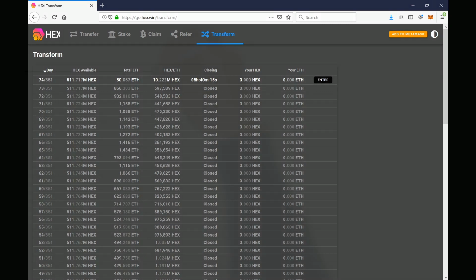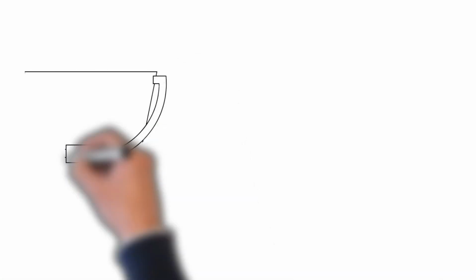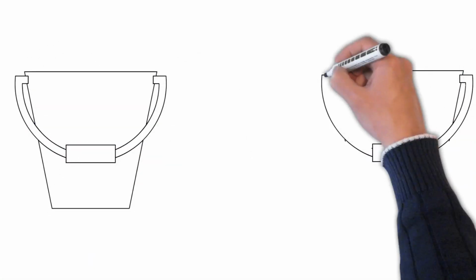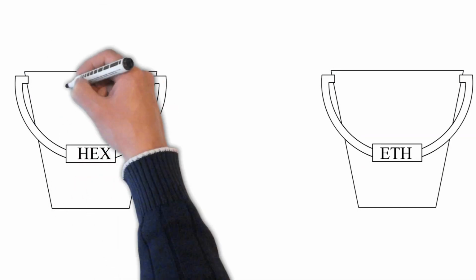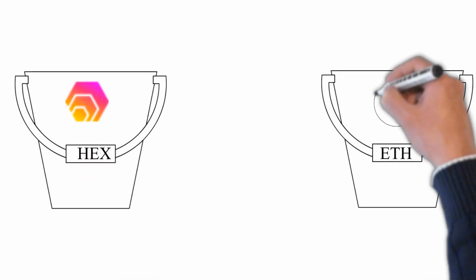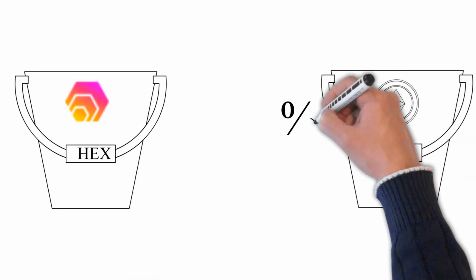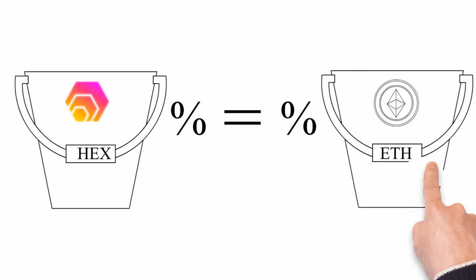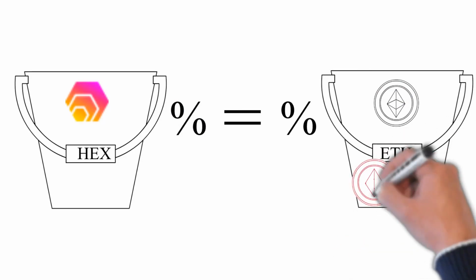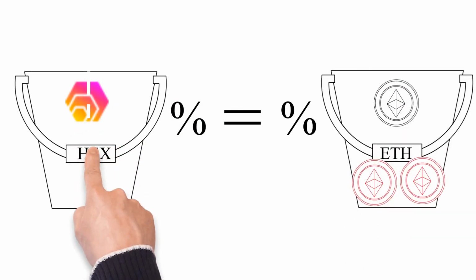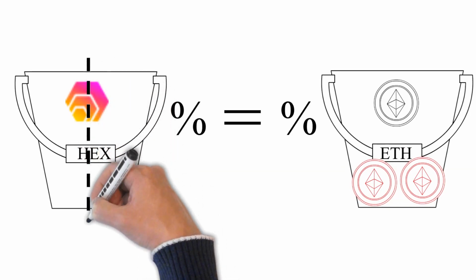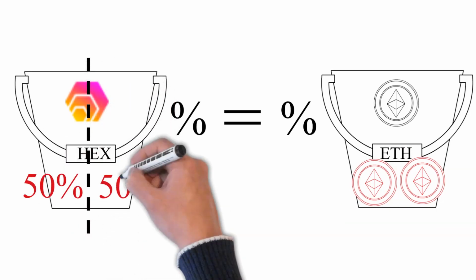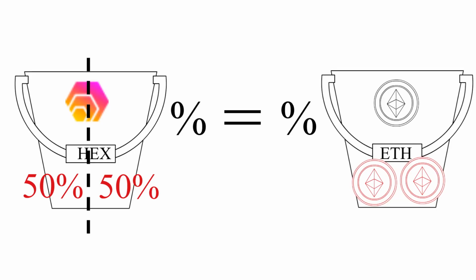Let me explain. Think of two buckets. In one bucket are all the available HEX tokens. In the second bucket will be all the Ethereum. You are holding a certain percentage of the Ethereum bucket. Accordingly, you get the same percentage of the HEX bucket. Example: I transfer 1 Ether into the bucket, you transfer 1 Ether as well, and we are the only participants. Then the HEX bucket is split between us 50-50. The HEX payout is split up according to the percentage you hold in the Ethereum bucket.